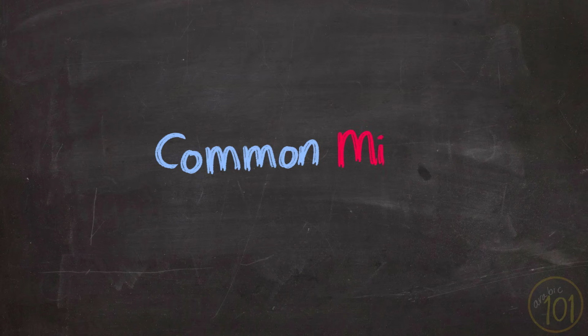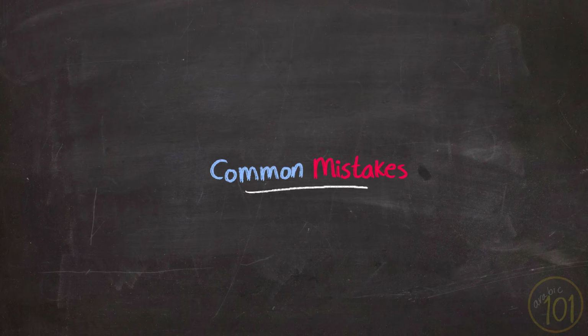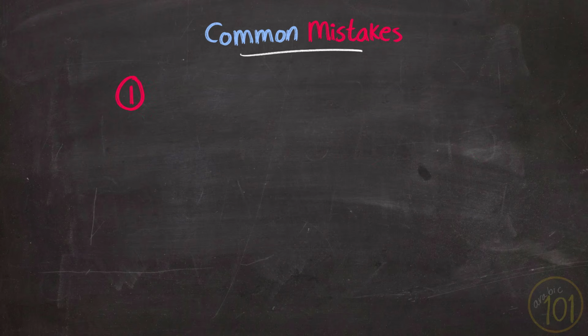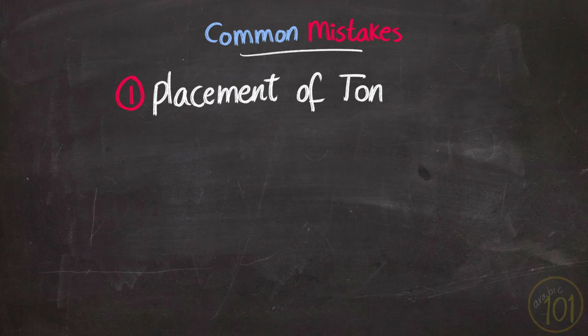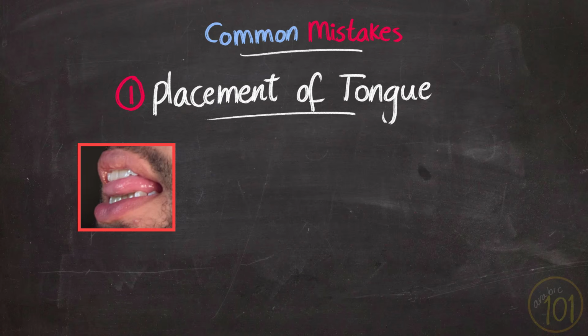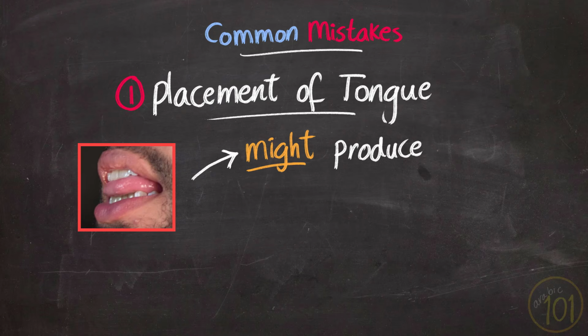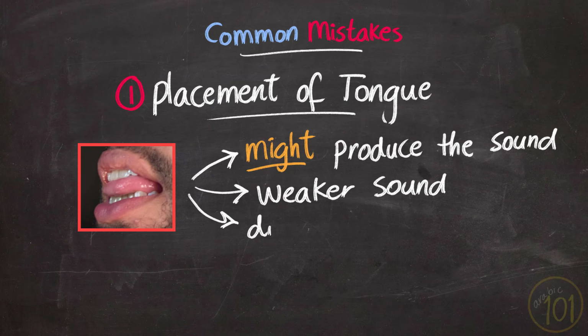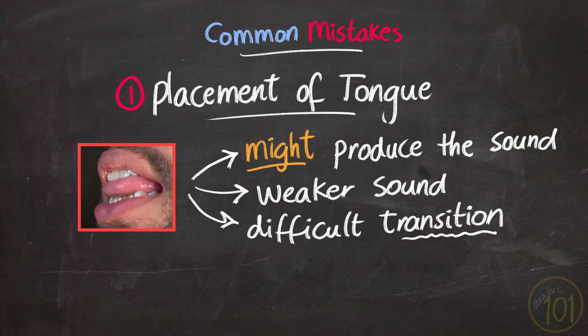Finally, the common mistakes involving these three sounds. The first common mistake is the wrong placement of the tongue. If the tongue is protruding too much, as we indicated before, it might produce the letter, but it will weaken its sound and it disturbs the pronunciation of other letters by putting the tongue farther away than it should, making its transition to other places to produce other sounds more difficult.